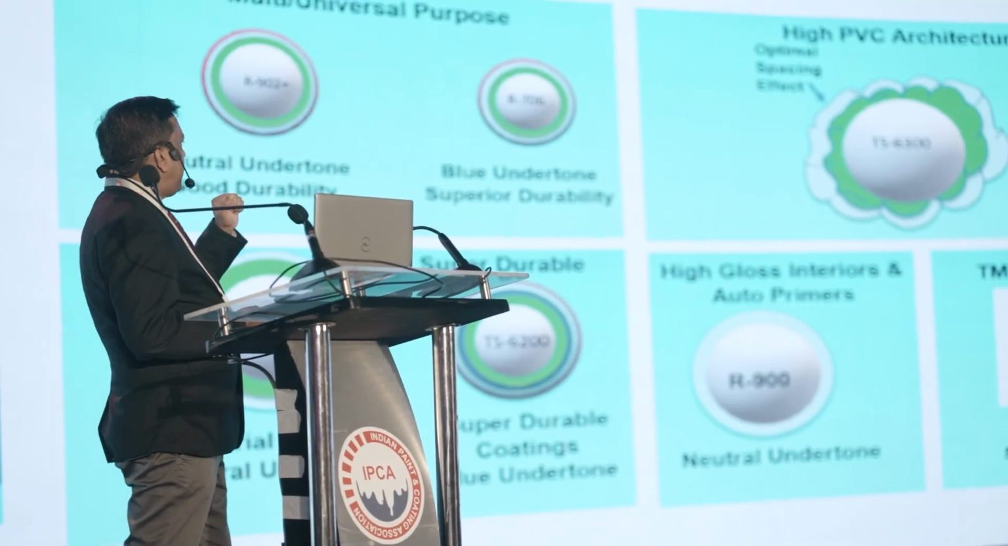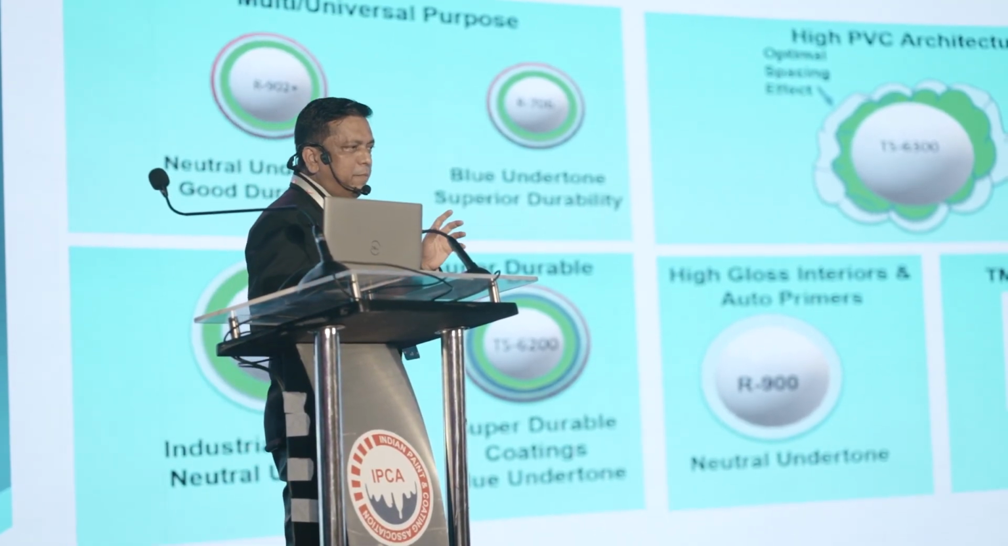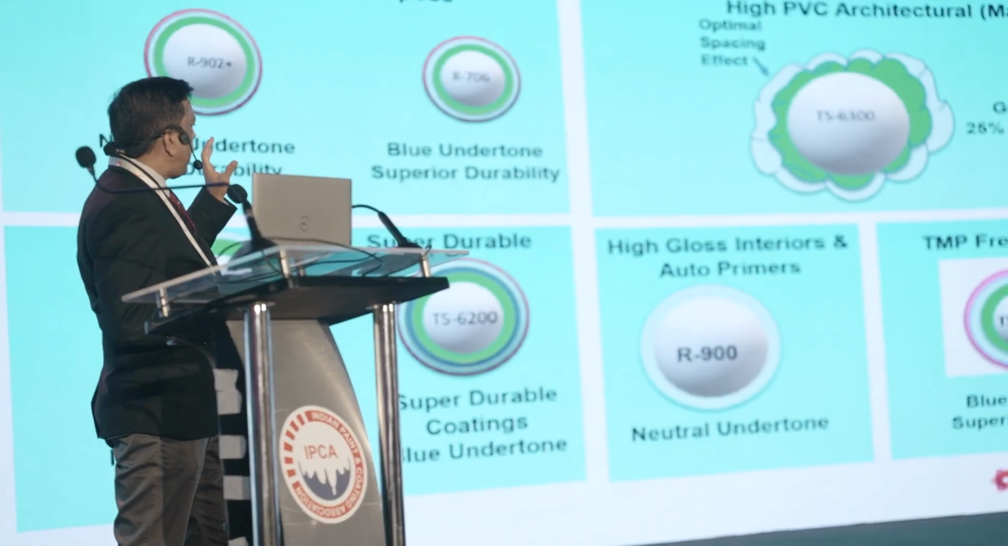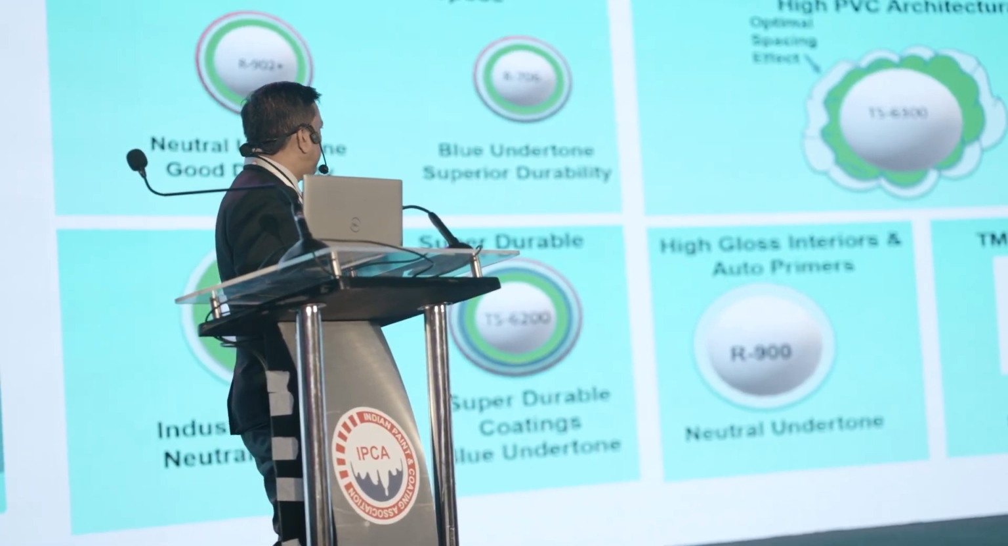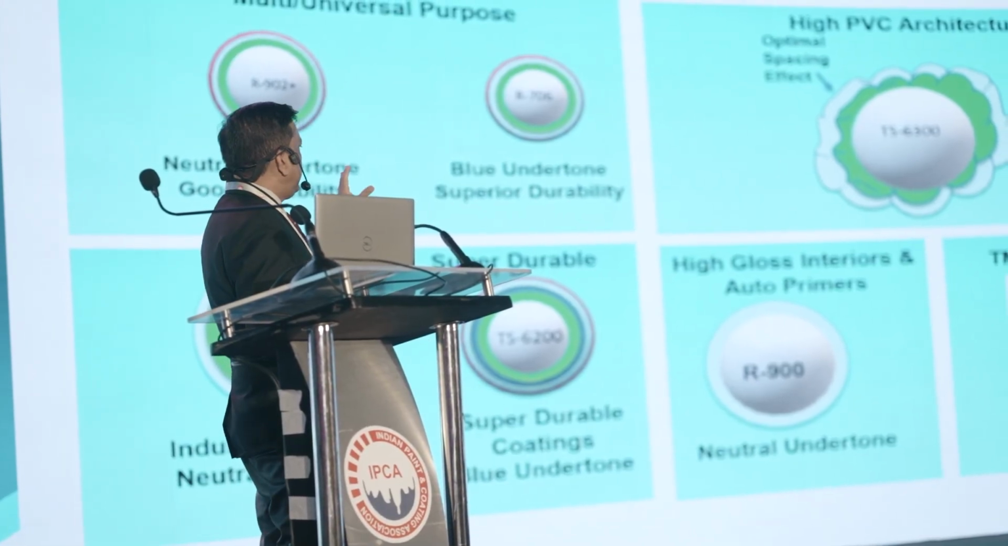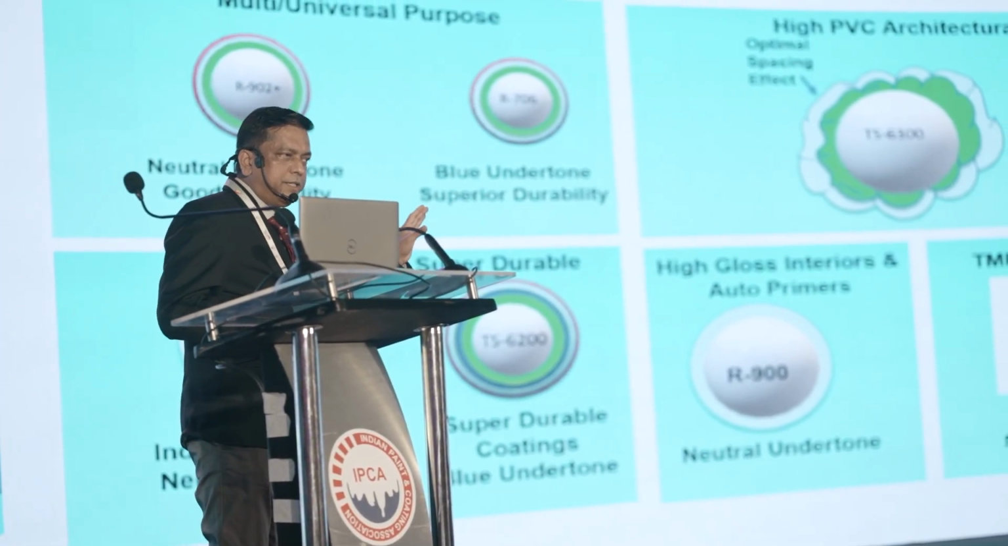On the right-hand side, you can see a strange-shaped pigment. It's not actually like that, but it shows that the pigment has some fluffy coating. This is Ti-Pure Sustainable grade TS6300. When you replace R902 plus or R706 with this grade at the same amount, you can enhance the dry opacity by 25%. That is proven by many formulations.